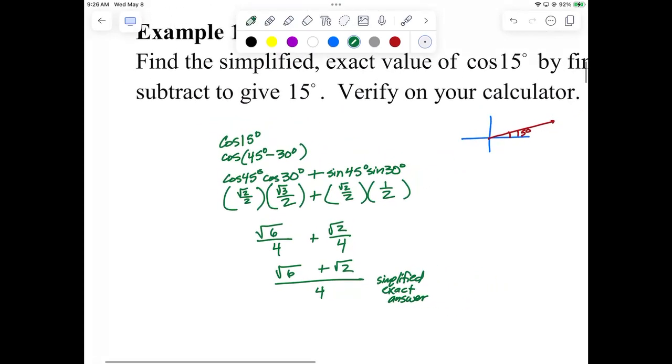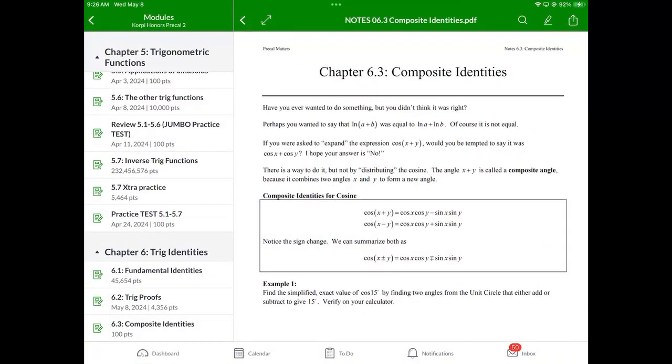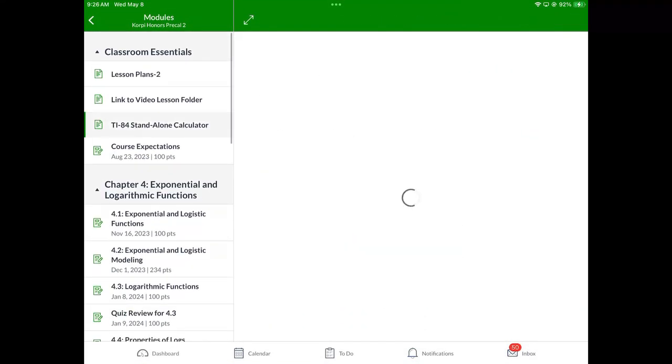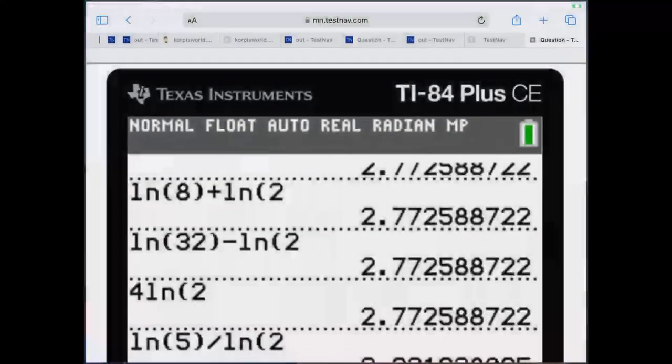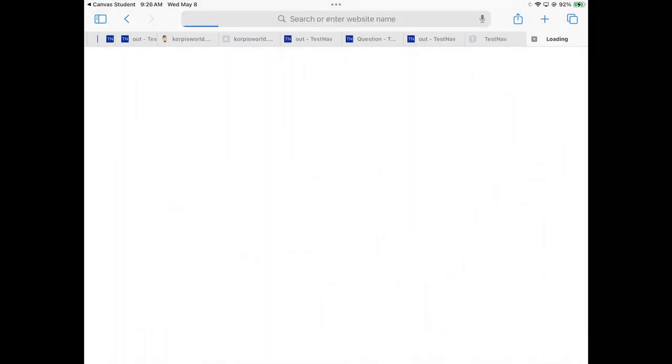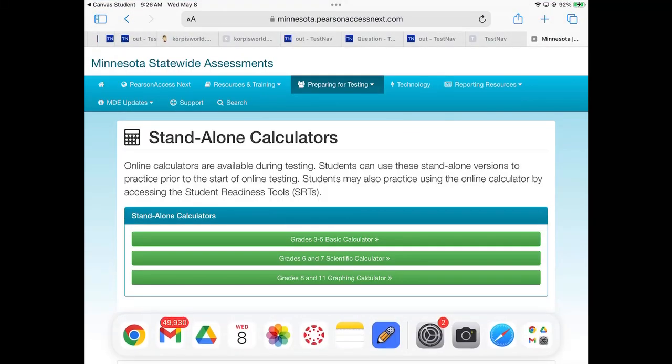Now, let's see if that's true. Let's go to the calculator if you want to queue up Minnesota. Come on, Minnesota. I've got like 152 browsers open for Minnesota.